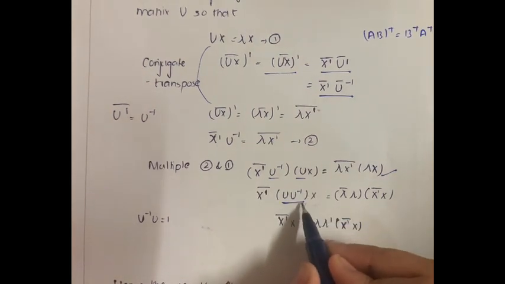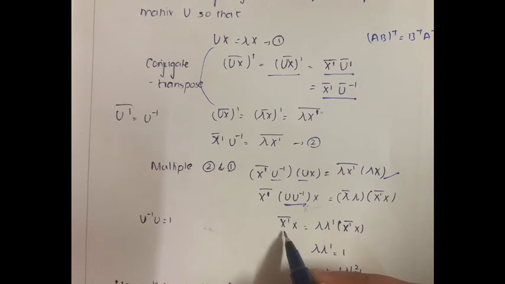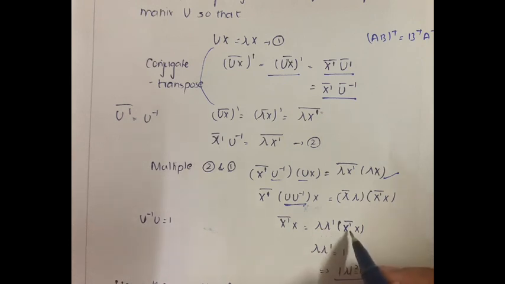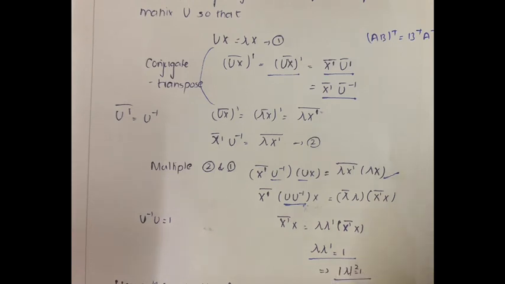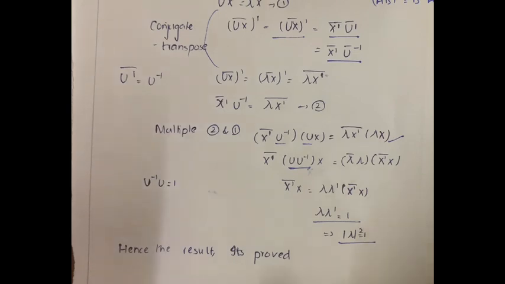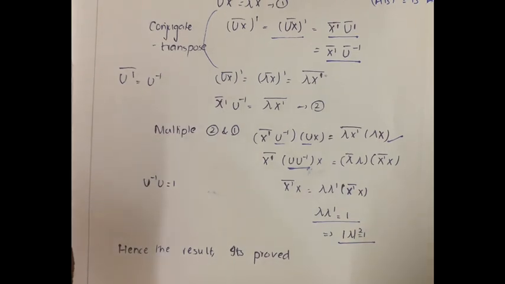This value will become 1, such that we will get x conjugate transpose into x is equal to the product of eigenvalues into x transpose conjugate into x. As we have the same value on both sides, we'll cancel. Then we'll get lambda into lambda conjugate equal to 1. That is, mod of lambda square equal to 1. This proves the result that the eigenvalue of a unitary matrix has absolute value 1.